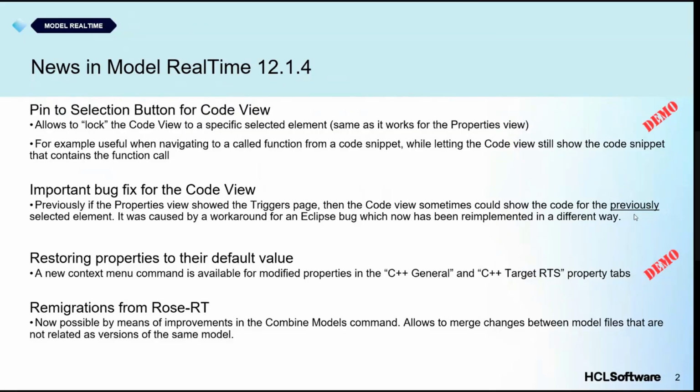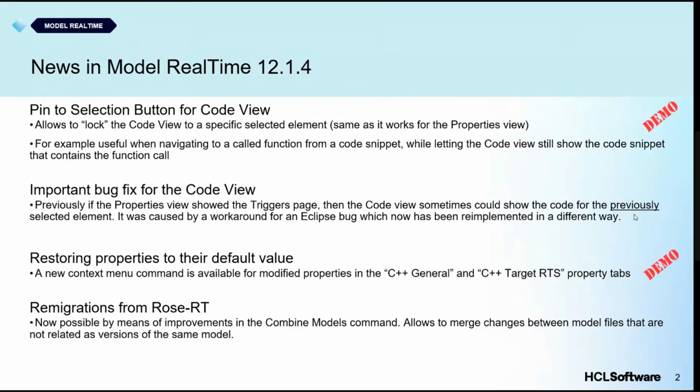We also fixed an important bug in the code view that I think some of you have noticed. That happened specifically if the triggers property page was open at the same time as you worked with the code snippets. And the symptom was typically that the code snippet lagged behind one element, so it showed code for the previously selected element. And it was actually caused by a workaround for an Eclipse bug, but we have now re-implemented that fix in a different way to avoid this problem.